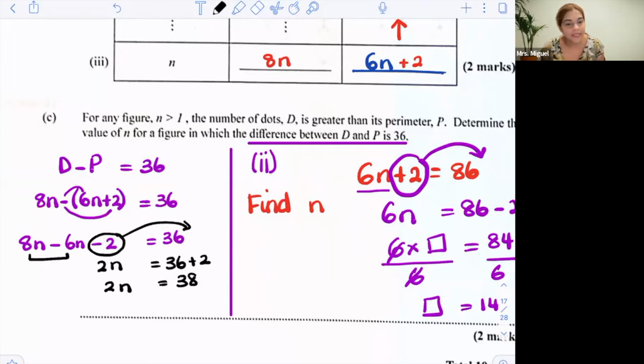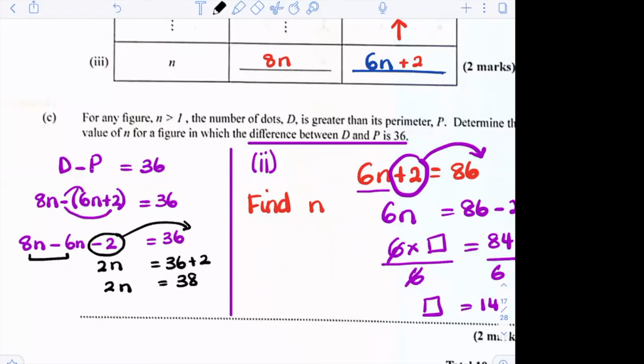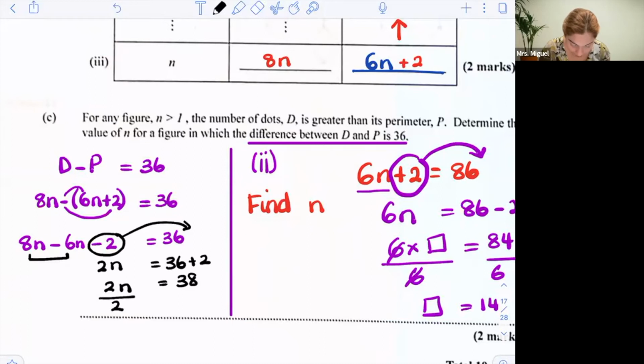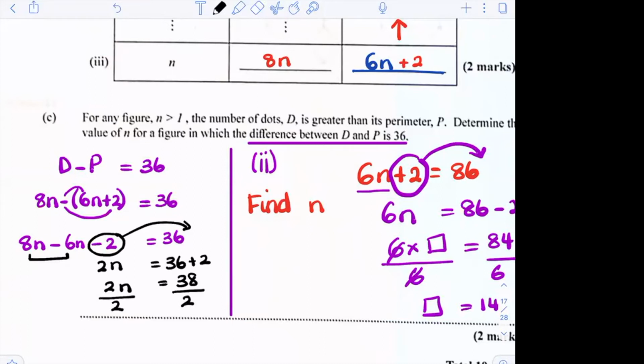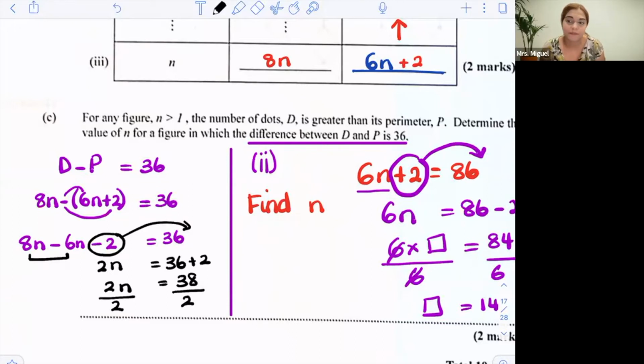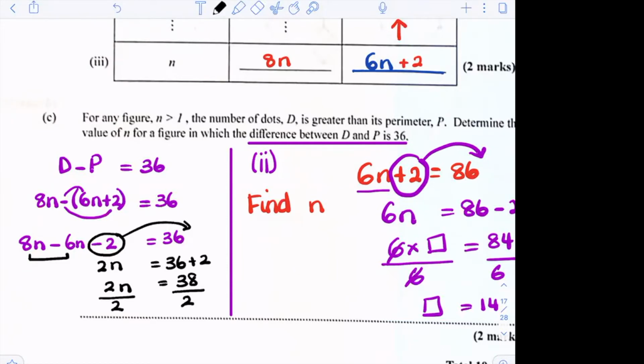Do I leave it as it is? Or do I divide? Divide by 2. All right. But why am I dividing by 2 and not 3 or 5 or 7? What tells me that I need to divide by 2? Trying to bring n by itself. Very good.